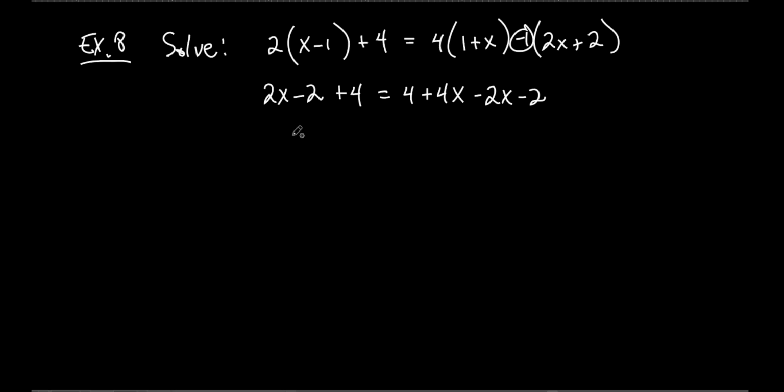Let's add like terms. On the left-hand side, let's add like terms. You can't add anything with the 2x. I just put 2x down. Negative 2 plus 4 is positive 2. Add like terms over here. 4x minus 2x, that's 2x. And then 4 minus 2 is a plus 2.